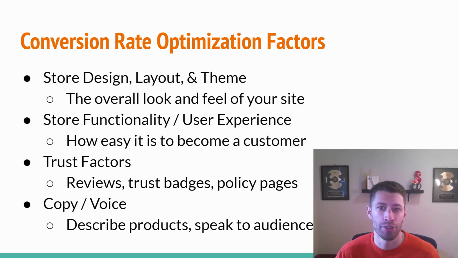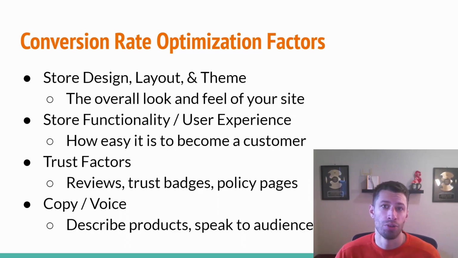These are your traditional things like trust badges, reviews, clear policy pages, clear support pages, contact information, fair policies, high quality imagery, all these things that really add to the trust of your overall site. And then even your copy, your voice, how you describe your products, how you write your ads, how you write your emails, how you speak to your audience and product descriptions and all the different copy elements that you have in your brand. They all have to do with conversion rate optimization.